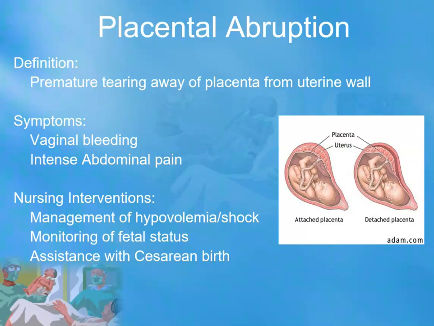Again, it's hypovolemia and shock we look for, because this is profuse bleeding. It sometimes can be concealed, and you may not see outright vaginal bleeding. It could be internal. So you may not see bleeding, but she might be going into hypovolemia and shock. You want to monitor the fetal status. What kind of decels would you see here? Well, uteroplacental insufficiency, right? The placenta and the uterus are not communicating because it's being torn off the wall. So you would see late decelerations, and then assistance with the cesarean birth.